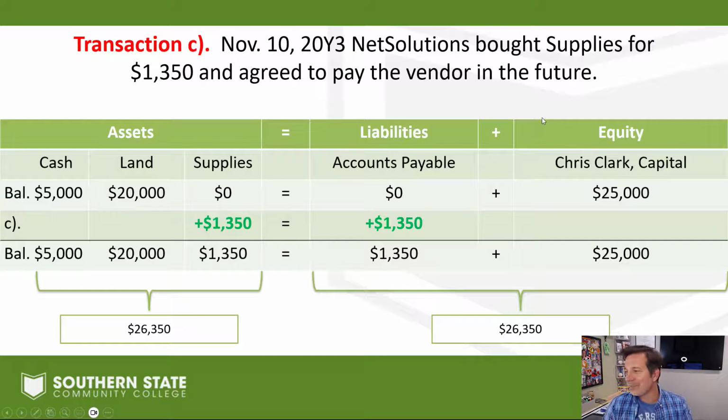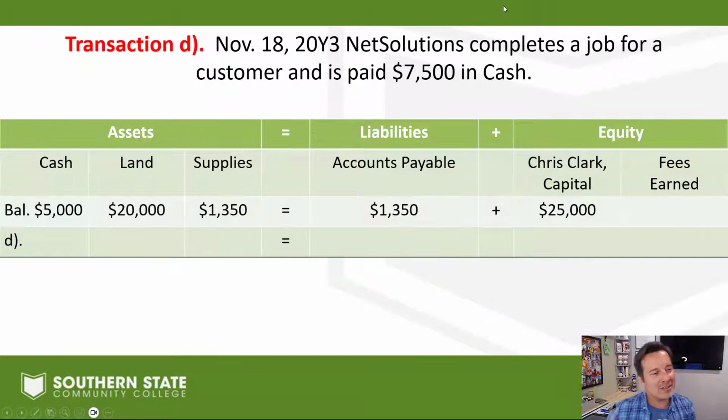All right. Moving along, another transaction here, D. November 18th, Net Solutions completes a job for a customer, and they are paid $7,500 in cash. So Net Solutions designs a website for a customer. The customer pays them $7,500 and says, "Great job." You'll notice I've added a new account under equity called Fees Earned.